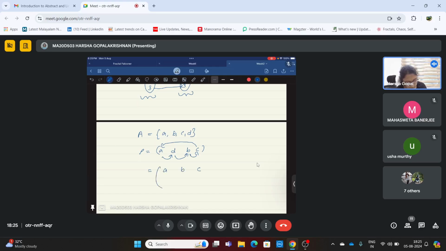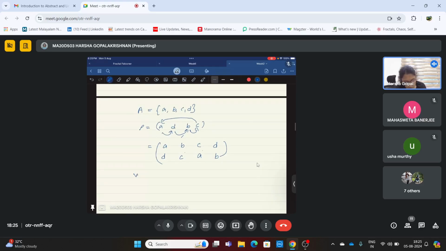So we can see A, B, C, D, where A is going to D, D is going to B, B is going to C, and C is going to A. So this is AD, DB, BC, CA. That is how the cycle is written. This is the cyclic notation of a permutation. Not every permutation may be writable in cyclic notation like this, but for this particular example, we can write the permutation like this. Now, the question is, what is rho inverse?